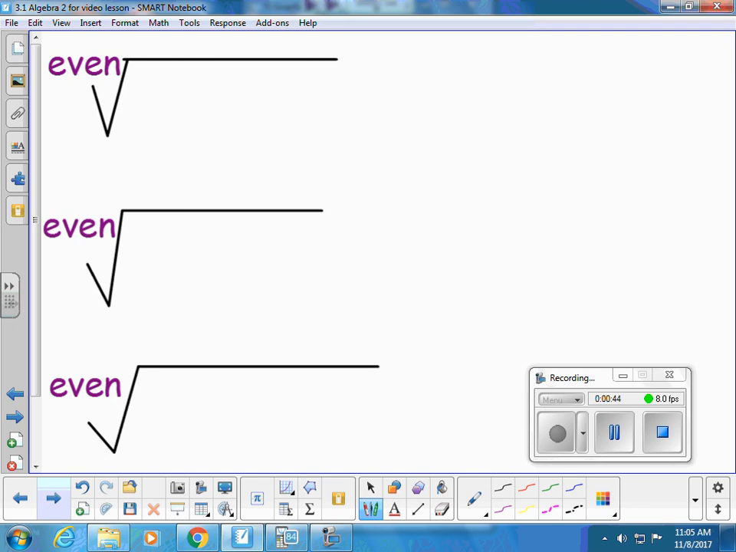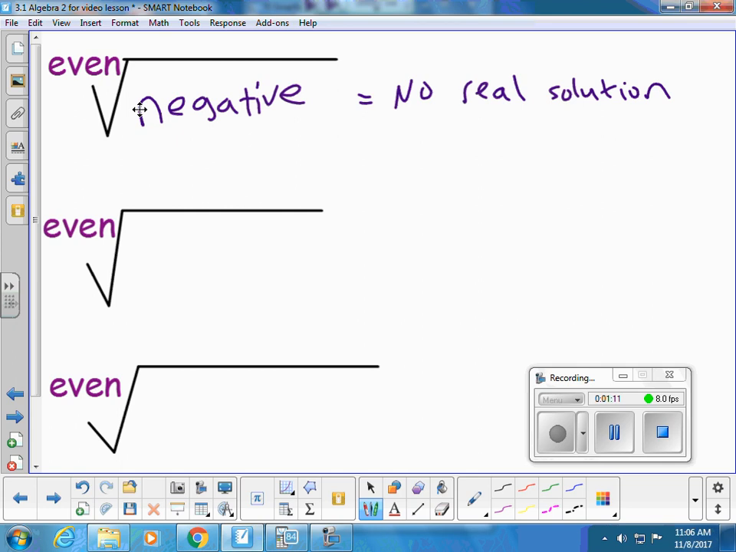Anytime you are taking the even radical of a number less than 0, so an even radical of a negative number, then basically you're going to have imaginary solutions, but you're not going to have any real solutions. So an even radical of a negative number would be no real solution. And those are called roots too, no real roots.